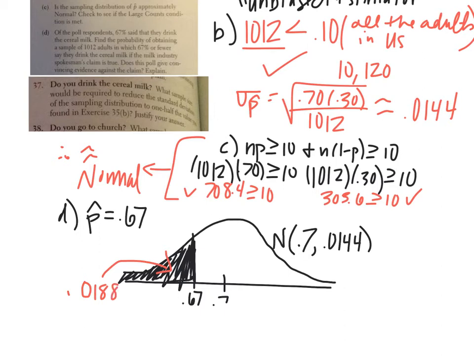0.0188. Actually, that would be the z-score. The table would give you that answer. So if you use the table, you could find the z-score and then use the table, or you can use Statlet or your calculator and do it and get that.